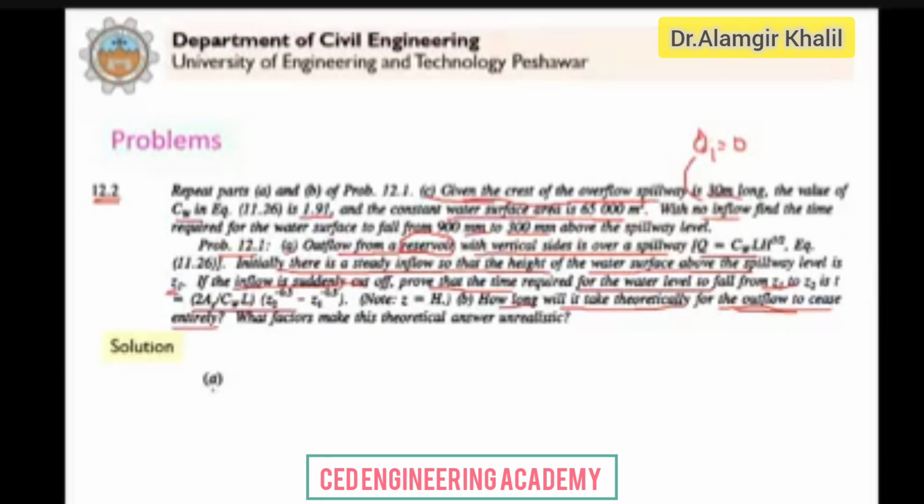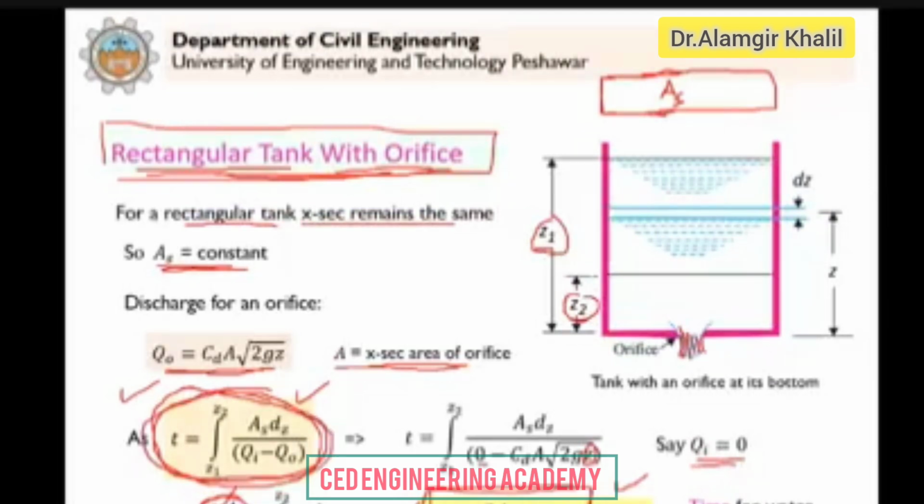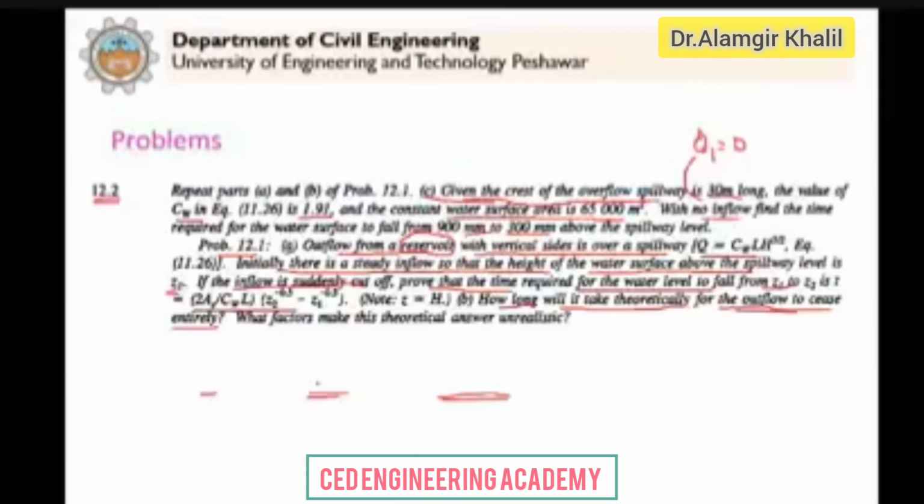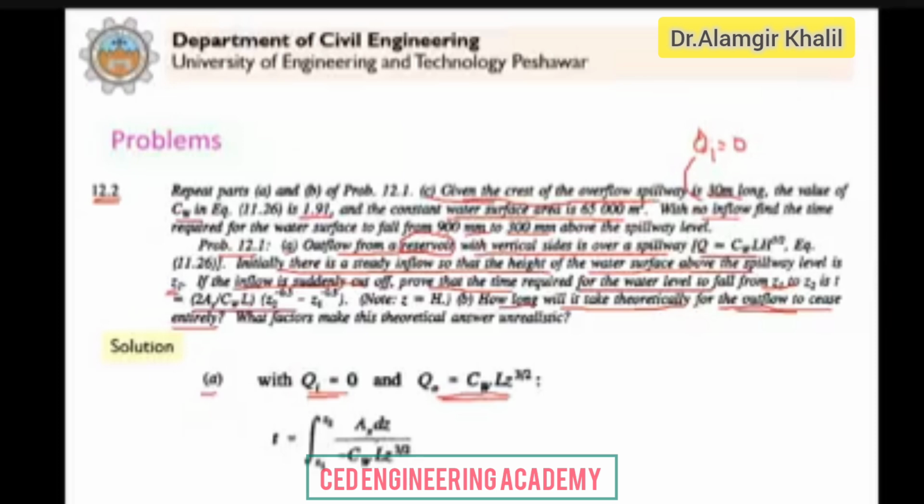So now we go for part A. We have to prove this formula. Again, we know that Q_I is 0 and Q_0 for a weir is given by this formula, C_W L Z^(3/2). What we do is write down this formula here. Now in this formula, Q_I is 0. So this is how we write A_S dz divided by 0 minus C_W L Z^(3/2). Now just evaluate this integral, and you will get this formula here for time for water level to change from Z1 to Z2. So this is part A of the question.